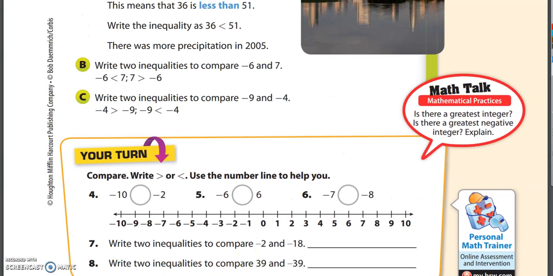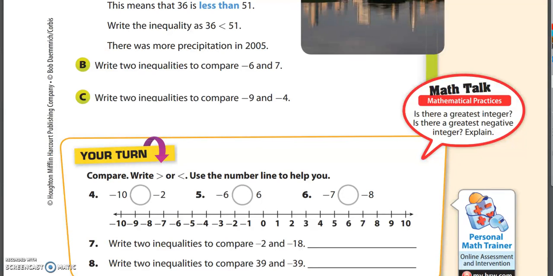So on question B, it says write two inequalities. So let's pretend we weren't sure what they wanted of us right here. I'm going to cover all this up real quick. I'm going to do C as well. Let's pretend B said, write two inequalities to compare negative 6 and 7.